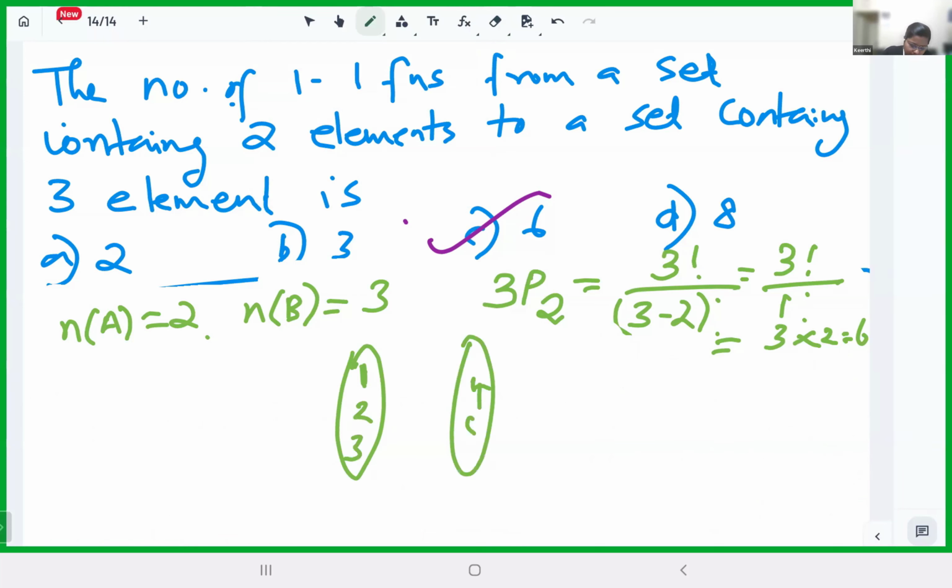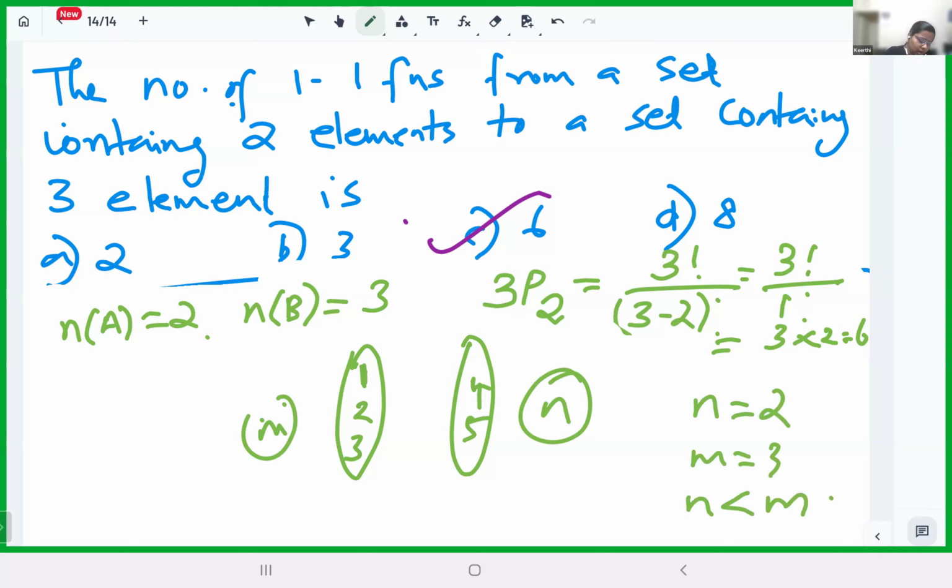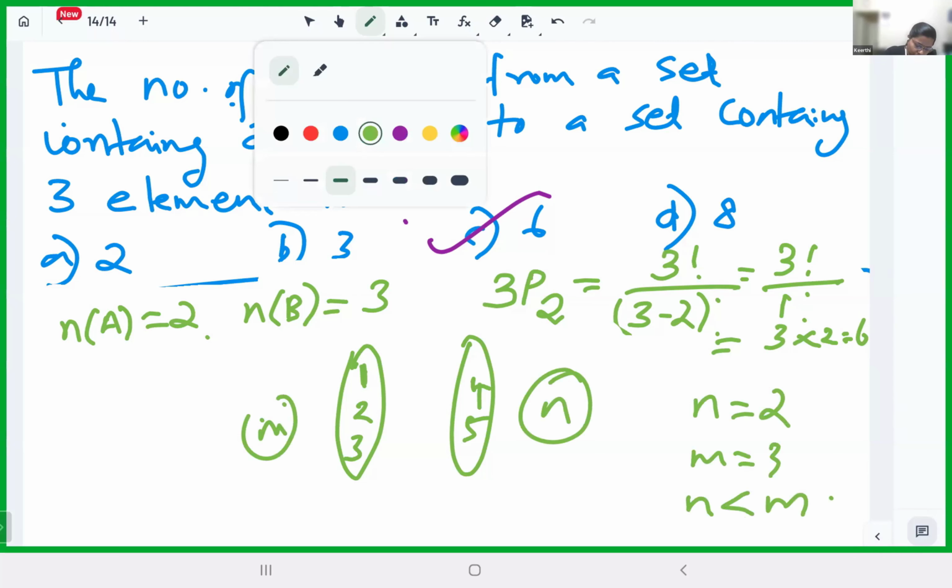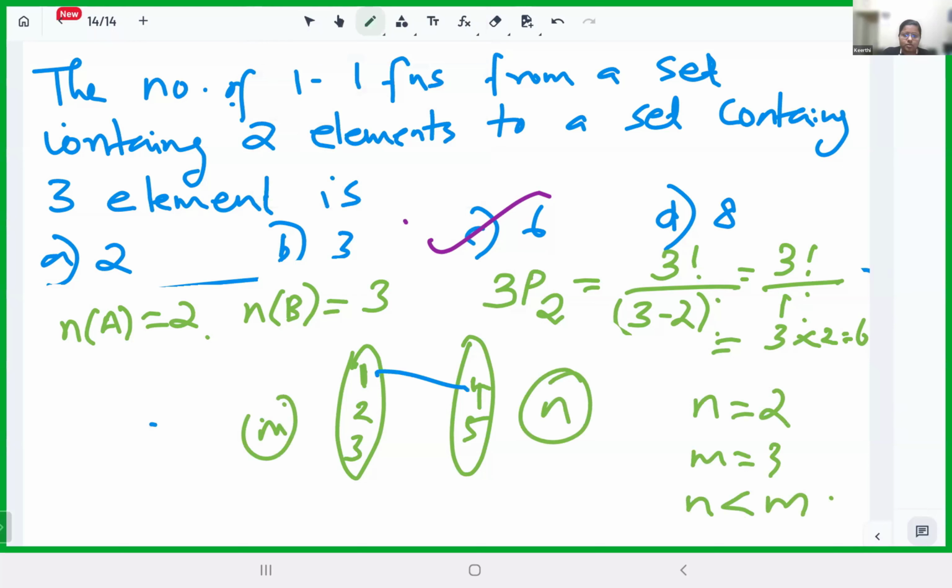All right, so the number of elements in the second set is n and the number of elements in the first set is m. Here you can see that n is equal to 2 and m is equal to 3. That means n is less than m, right? Now you are going to map 1 with 4. Then it should be a one-one function, so I'm going to map 2 with 5. Now do you have any image for 3? Every element in a function should have an image, right? We map 3 to 4.